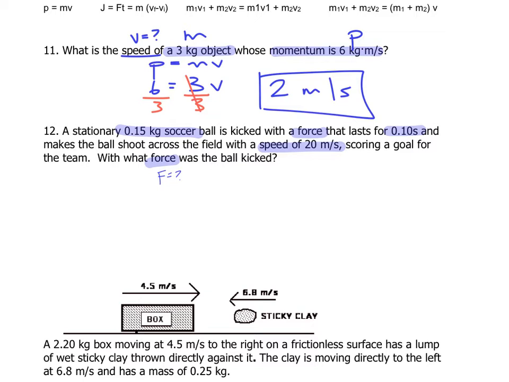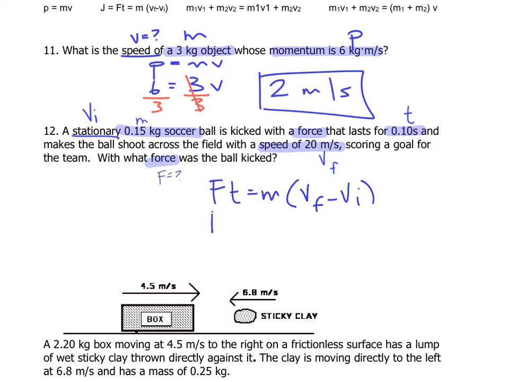The soccer ball has a mass of 0.15 kilograms. It lasts for a time of 0.10 seconds with a velocity of 20 meters per second. This is my final velocity, and I know that because it tells me the ball was stationary, which is the initial velocity. So if I'm trying to solve for force and I've got final velocity, initial velocity, mass, and time, I'm going to use my equation Ft equals m times Vf minus Vi.